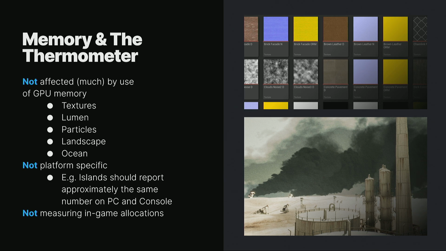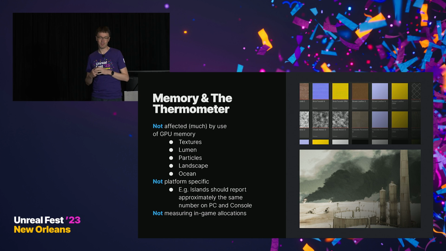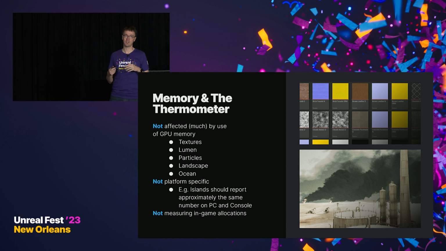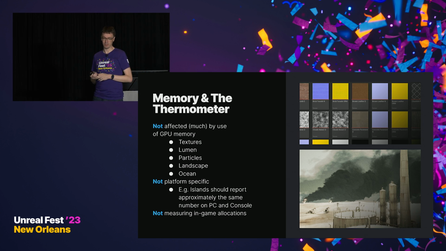Also, this thermometer measurement is not platform-specific. It tries to give a reading that would apply across all platforms, and so you should get the same number whichever platform you're testing on. That's not always been the case, but it's something that we're trying to get better at. And one thing the thermometer doesn't measure at the moment is in-game allocations. If you spawn things, that won't be measured. The thermometer is generally measuring things, sort of baseline for your level.